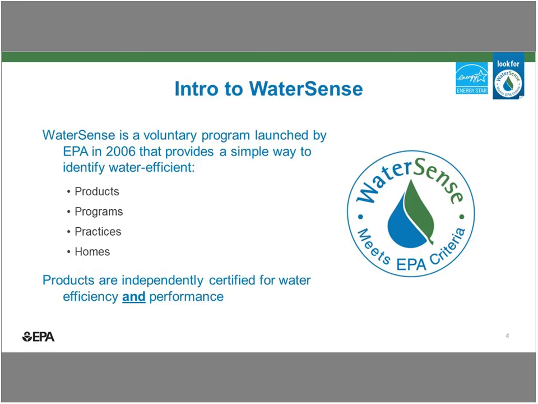So for those of you who aren't familiar, the WaterSense program was created in 2006 as a voluntary program to help consumers and businesses find simple ways to identify water-efficient products, programs, practices, and homes. The WaterSense label is the one that's on the right-hand side of your screen, and it is found on products that are independently certified for water efficiency and performance. Back in the 90s, when low-flow fixtures came out, they didn't all work very well. So WaterSense has included a performance requirement in every one of our specifications to make sure that you get a product that you can be confident is going to work well and save water.